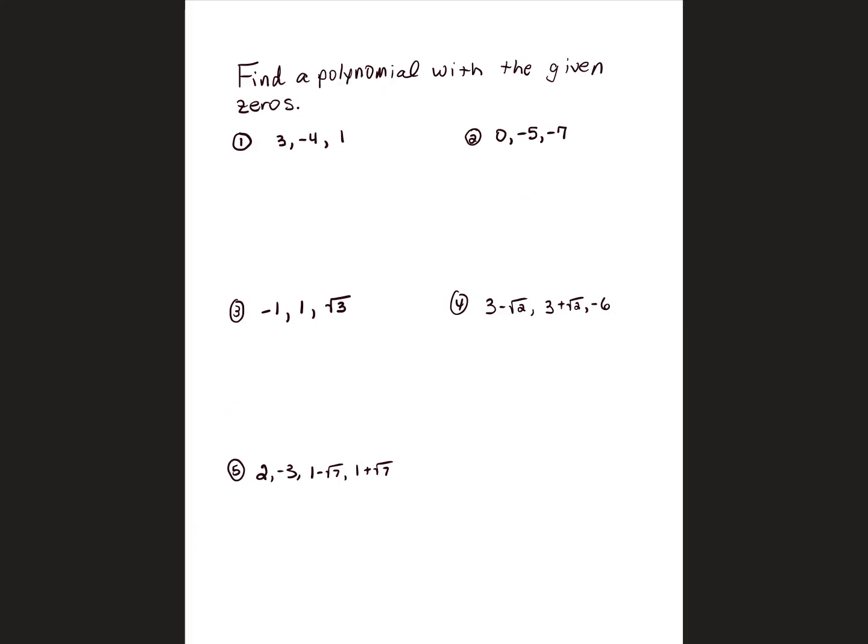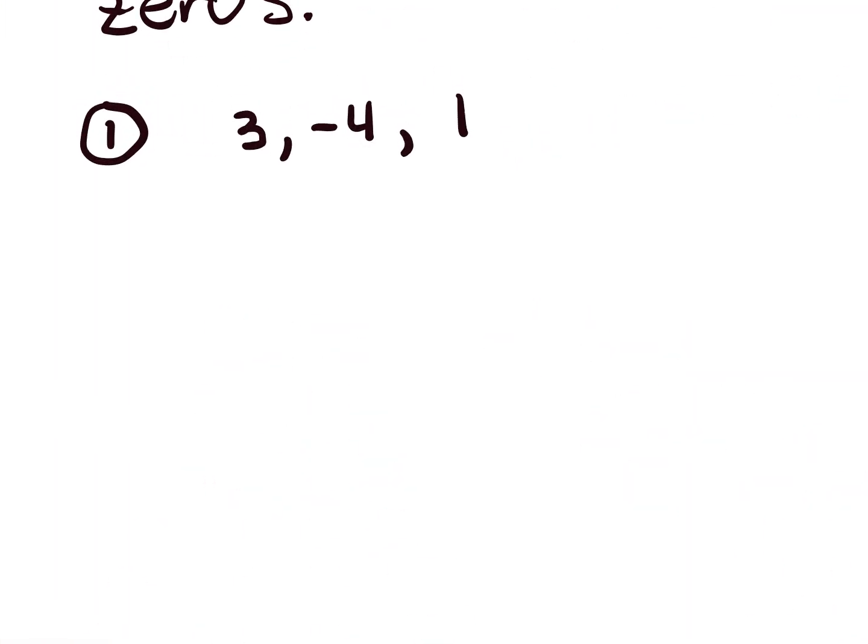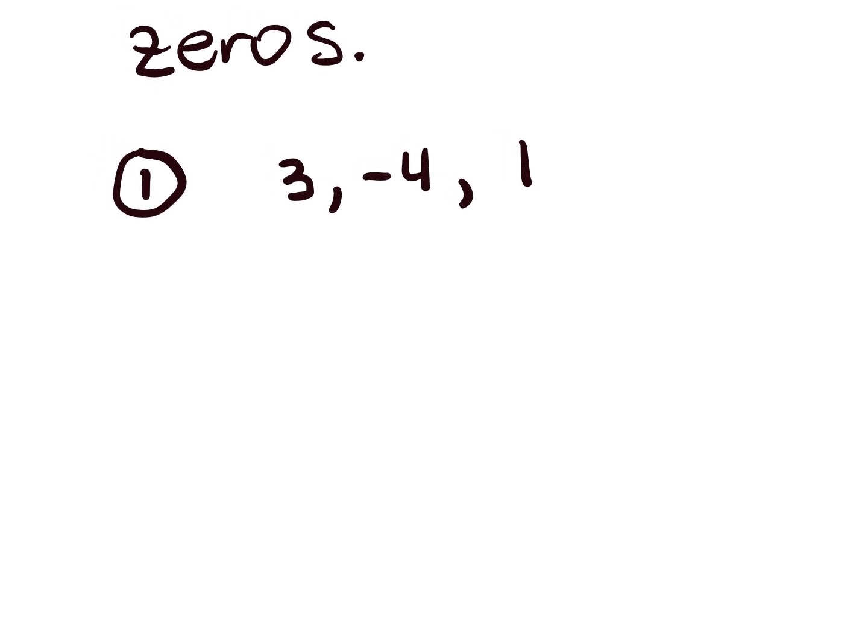So on the last page, it asks us to find a polynomial with the given zeros. So here it gives us the answer, but we have to come up with the polynomial. So we're just working backwards. So here's our answer. Now the next step would be these came from factors. So I'm going to put them back into factors. So when I put it into factors, I have to change the sign.